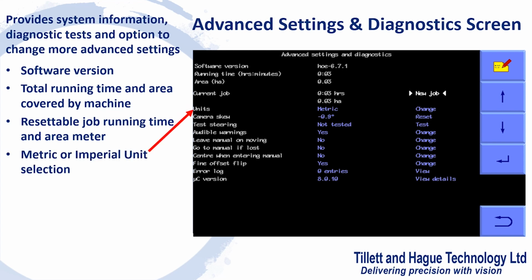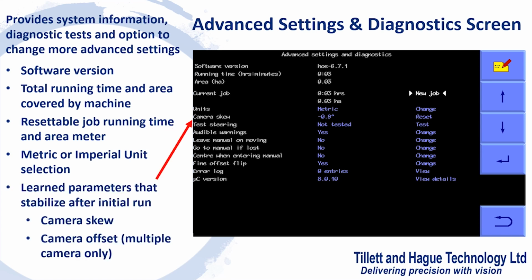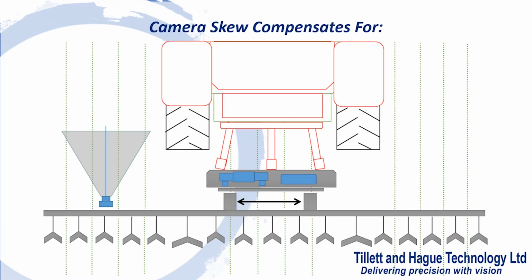You can select between imperial and metric units and view, and if necessary, reset learned parameters such as camera skew and camera offset. These are figures our system has automatically learned relating to camera misalignment. Camera skew is angular misalignment in the horizontal plane which is learned during initial running or after skew has been reset.